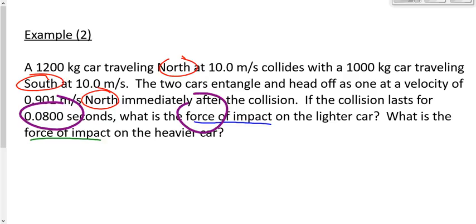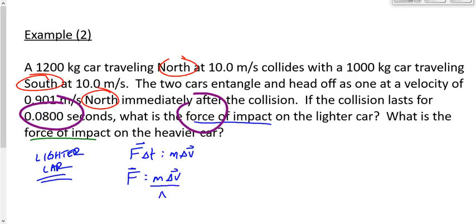Diamond, which one do you want to do? The 1200 or the 1000? Sure, okay, the 1000. That's the lighter car. Doesn't really matter, right? Let's say F times delta T is equal to M times delta V. It's all equal to delta P as well, but we're not going to use that part of it. F is equal to M times delta V over delta T.